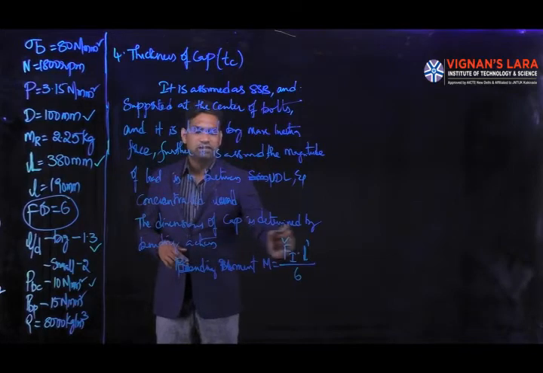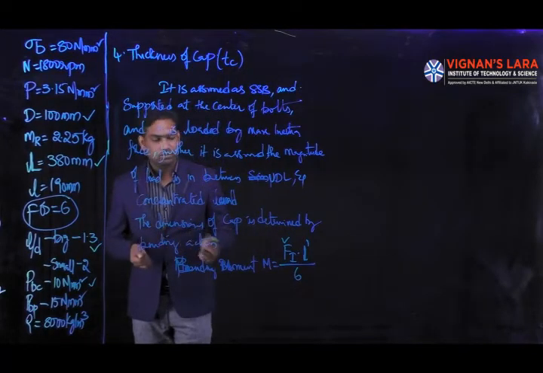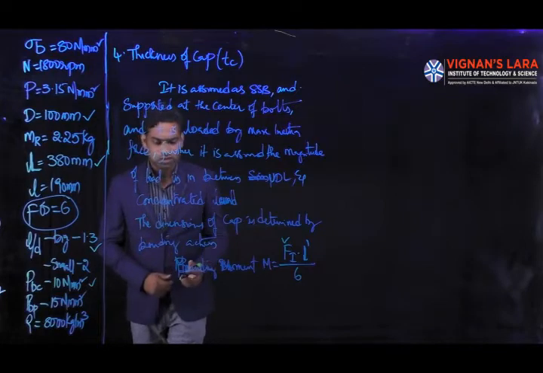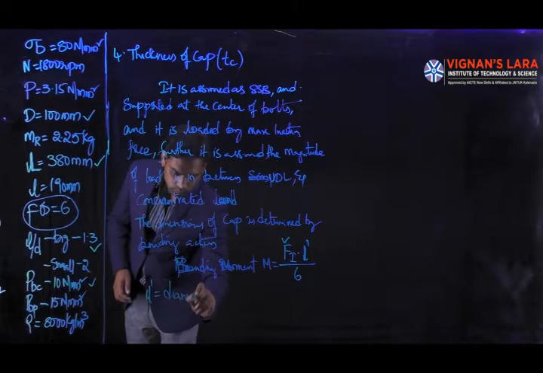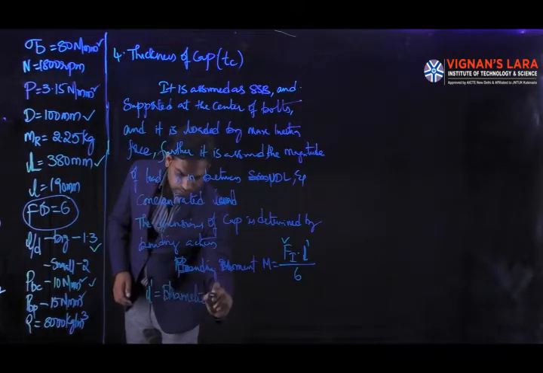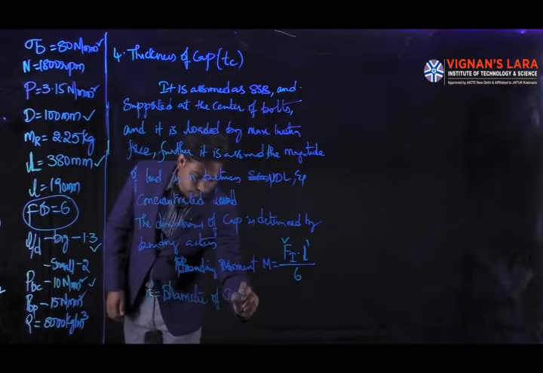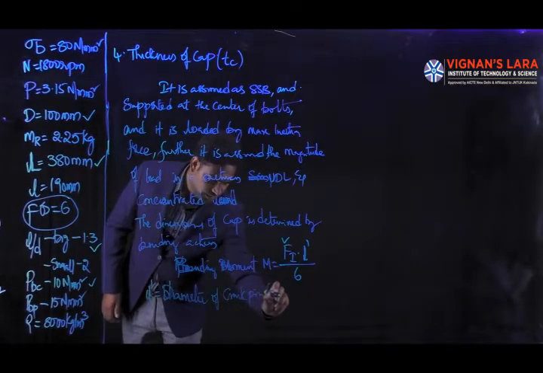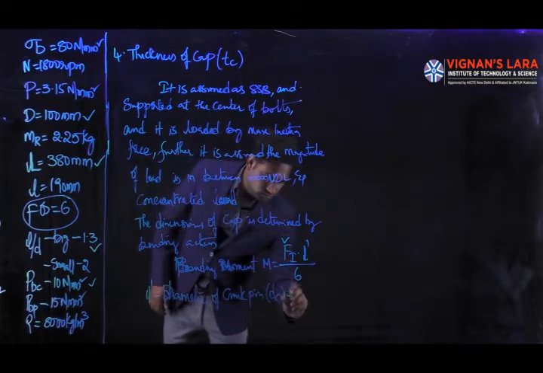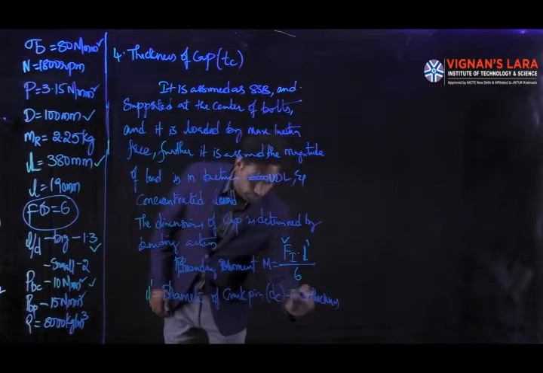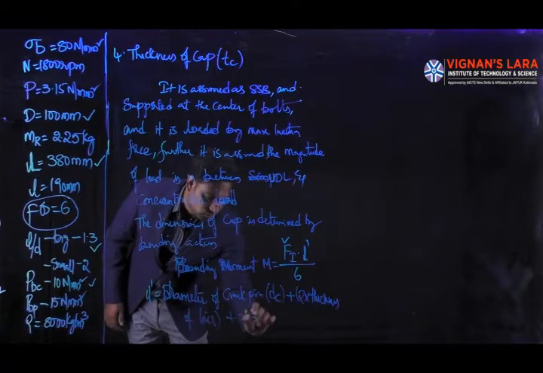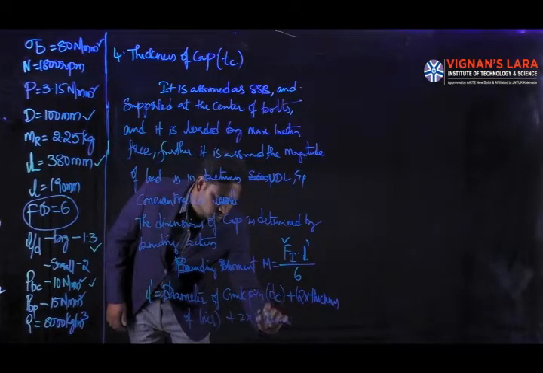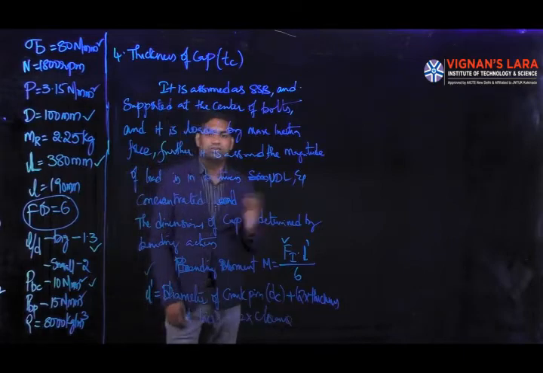So here Fi, that is the inertia force, we calculated in the previous step, but L dash is the distance between the centers of bolts that you can calculate. So L dash is given by the diameter of crank pin, which is denoted by DC, plus 2 into thickness of liner, plus 2 into clearance. So this gives the total distance between the centers of bolts, L dash.